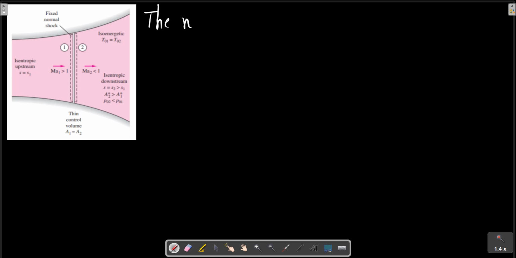The normal shock waves. A common irreversibility occurring in supersonic internal or external flows is the normal shock wave sketched in this picture, except at near vacuum pressure. Such shock waves are very thin, micrometer thin.